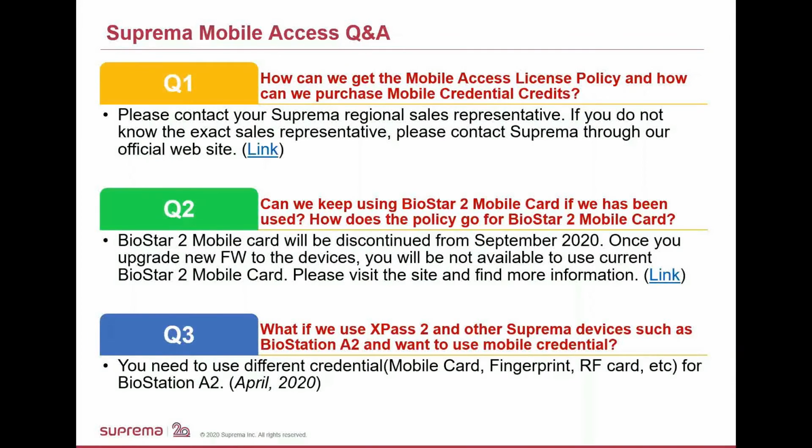Question number 3. What if we use Express 2 and other Suprema devices such as Biostation A2 and want to use more mobile credential? The answer is you need to use different credential, mobile card, fingerprint, RF card, and etc. for Biostation A2. This is the result from April 2020.